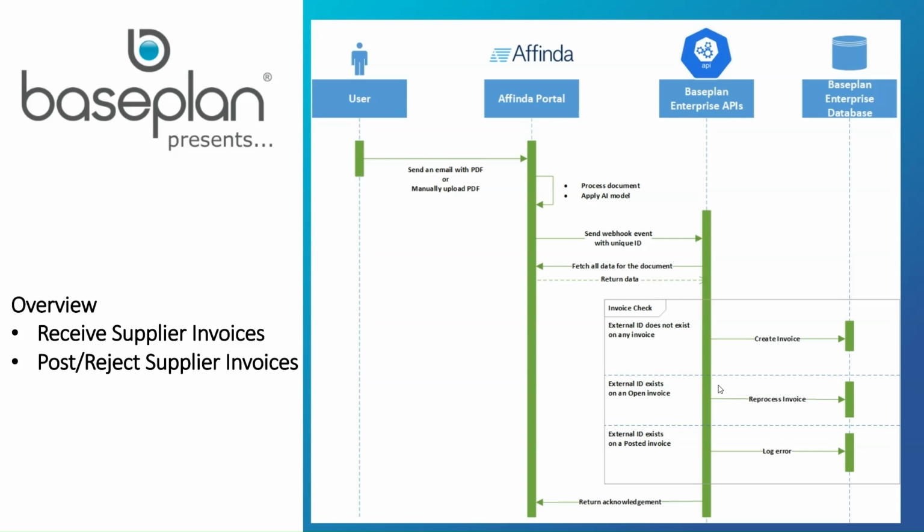If the external ID does not exist in the database, it creates a new invoice. If the ID already exists, then it checks the status of that invoice. If the invoice is open, then it reprocesses the invoice. If the invoice is already posted, then it logs an error. Once the process is complete, Baseplan returns an acknowledgement back to the Affinda portal.